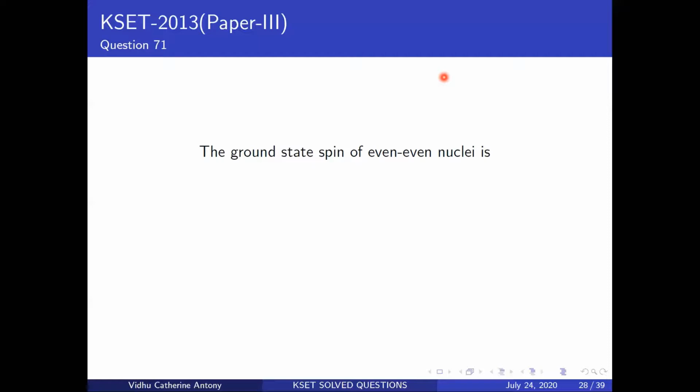The ground state spin of even nuclei: is it zero, half integral, negative only, positive only? What you're supposed to remember is that neutrons, protons, and electrons are all spin half particles. Just keep remembering them. So when you combine a neutron and a proton together, you end up getting integral spin, or you end up getting zero spin.